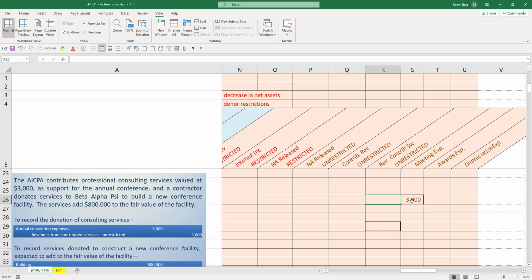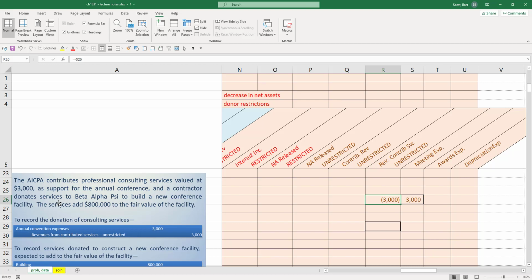But in this case, we're not getting cash and then spending it as we ordinarily would. We're not crediting cash. We're simply saying, hey, we're a not-for-profit organization. Services, professional services, count as ordinary contributions. So I'm going to say a credit of $3,000 is warranted for any professional services. But here's the trick. You have to be very, very careful about this.